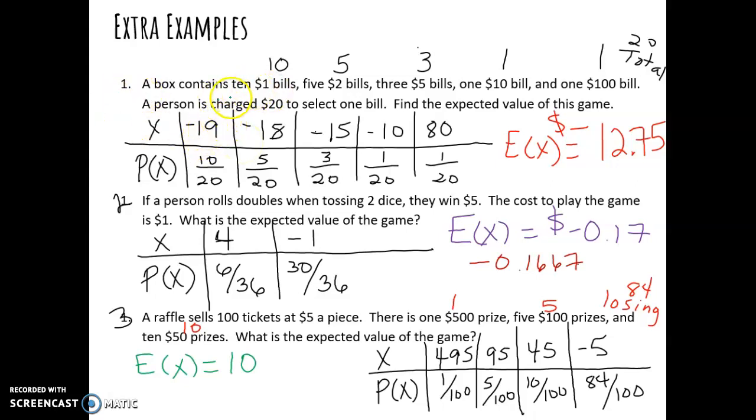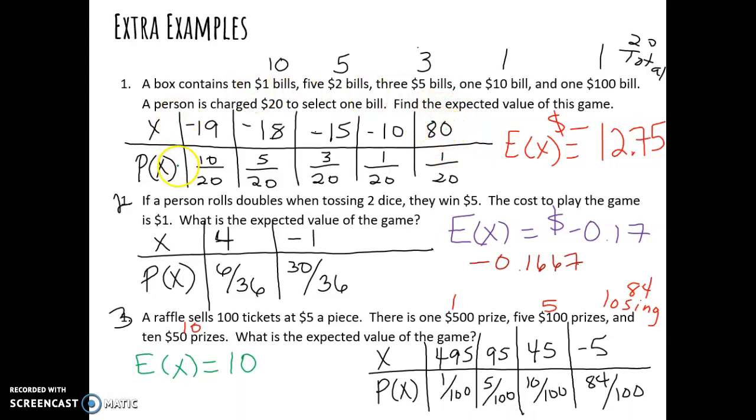So if they pay to play $1 and they pull out, I'm sorry, they don't pay $1, they pay $20. If they pay $20 to play and they only pull out $1, they've lost 19. If they win $2, they've lost 18 because they have to pay 20 to play. If they win $5, they've still lost 15 because again they've paid $20 to play. If they win $10, they've lost $10 because they have paid 20 to play. If they win 100, they've only won 80 because they paid 20 to play.